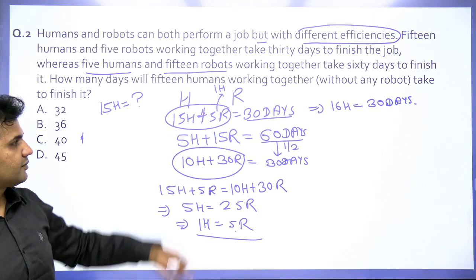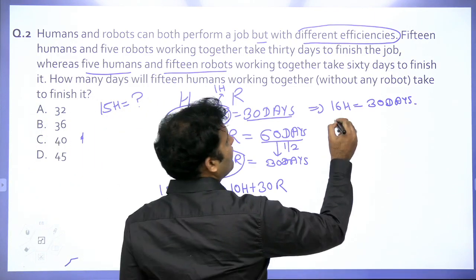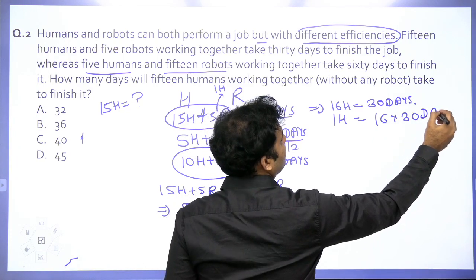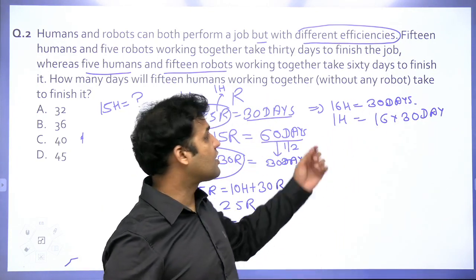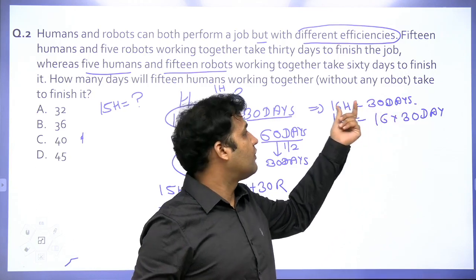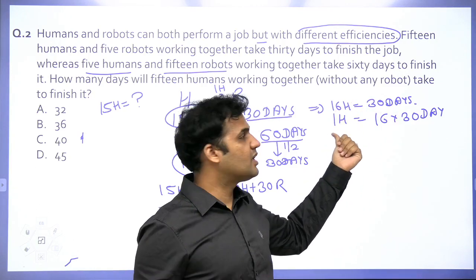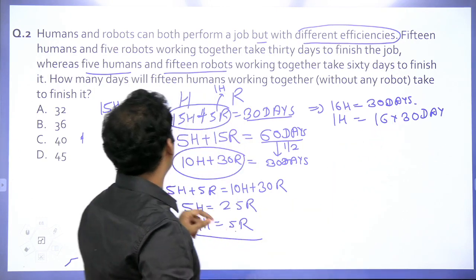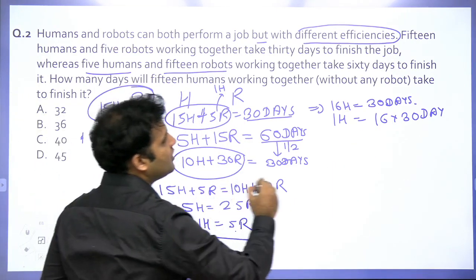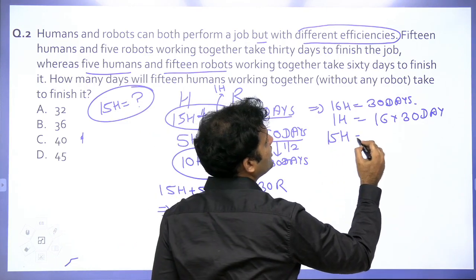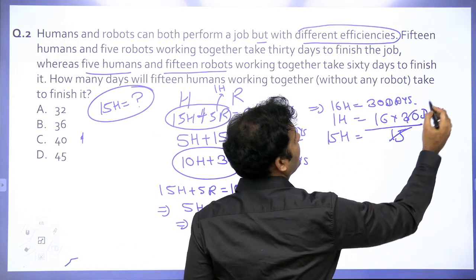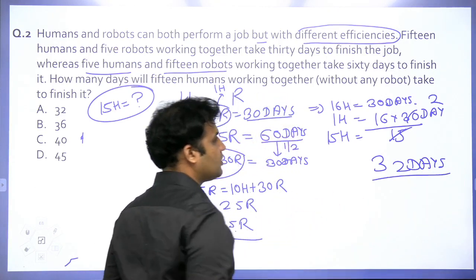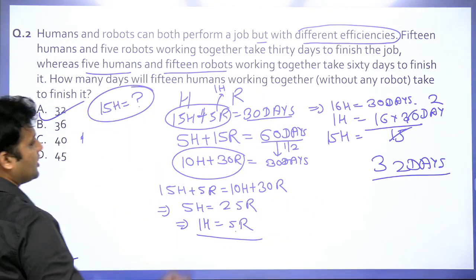You can see that. So 1 human will do the work in 16 into 30 days, right? If 16 humans are working, it is taking 30 days. Now if instead of 16 humans, only 1 human is working, the days have to get multiplied by 16, the days will go up. And we are supposed to answer how many days 15 humans will take. So 15 humans will do the work in 32 days, guys, and this is the answer of the question. 32 days is the answer, which is option number A.